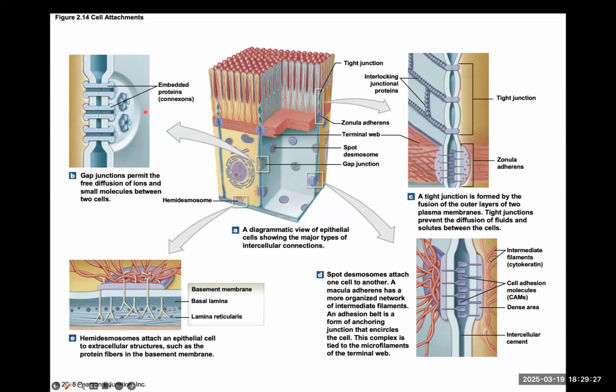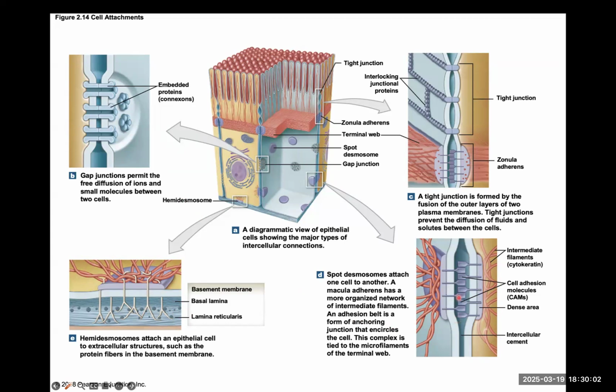Then there's going to be one called a spot desmosome. This is a spot desmosome, and you'll see it has a protein on both sides. It's called a spot desmosome because you have protein on both sides, but then we also talked about the hemidesmosome. This is zoomed in on the hemidesmosome. There's only one protein on one side, and it has these roots in it. So this is the hemidesmosome, and this is the spot desmosome.